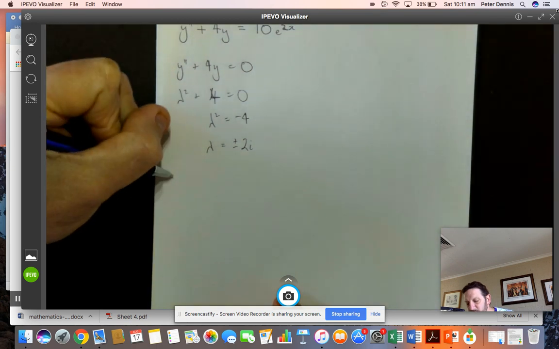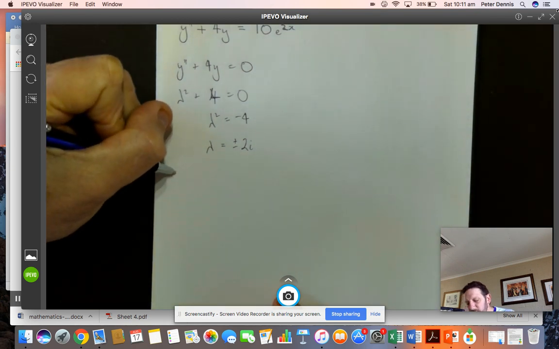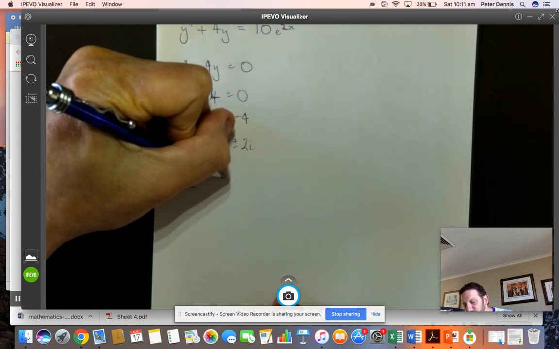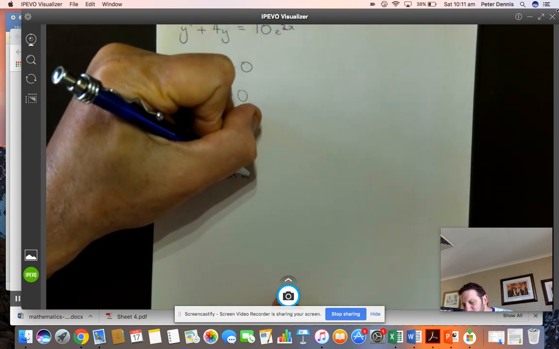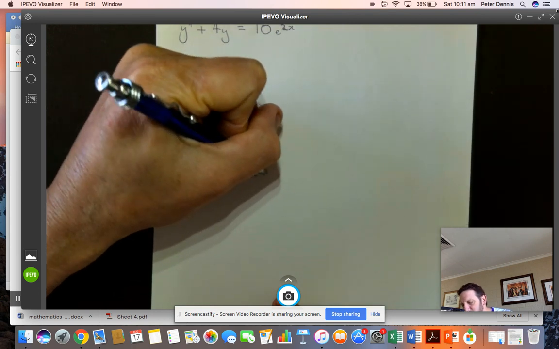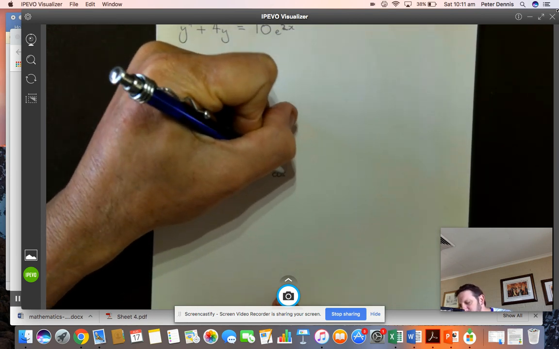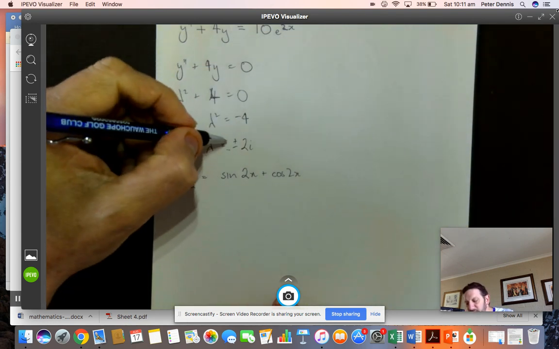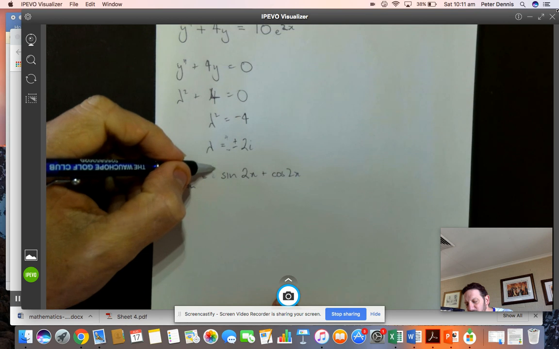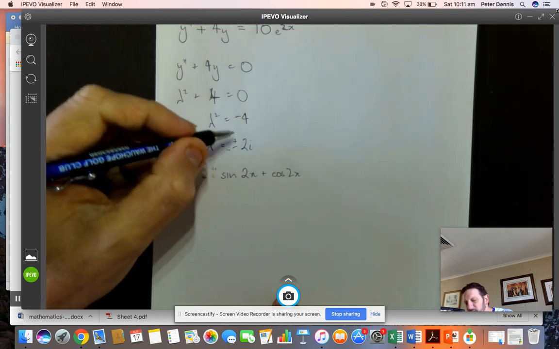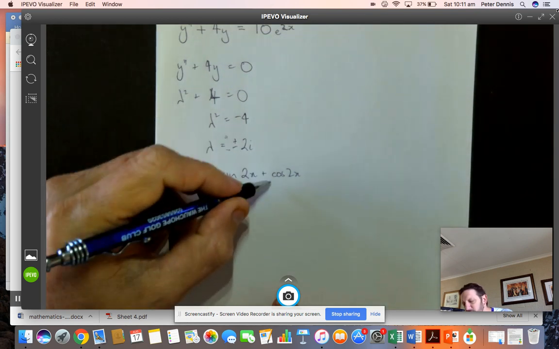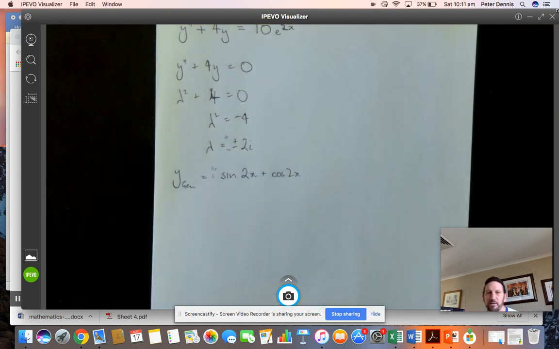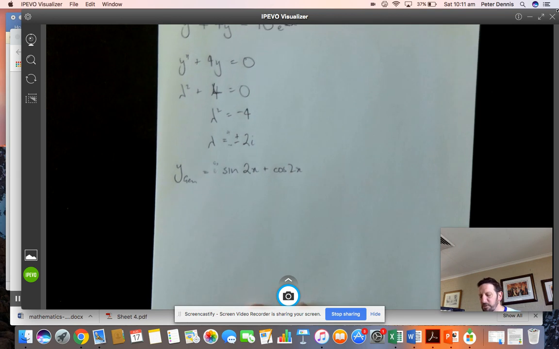So our general solution, y general, is going to be sin 2x plus cos 2x. Remember, there isn't any real part. If there was a real part here of 4, then it'd be e^(4x) sin 2x plus e^(4x) cos 2x, but this is 0, so I've just left that as 0. So that's the first part.